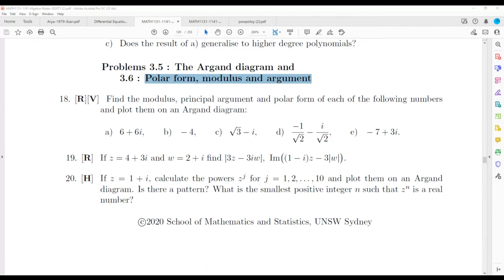Let's talk about number 20, I think. That's a good one to think about. You've got a complex number. Calculate the powers from 1 to 10. Plot them on an Argand diagram. Is there a pattern? What is the smallest positive integer such that the power is real? Okay, so let's have a look at that. And then after I've done this question, I want to hear from you. We can turn this into a bit more interactive, and I can hear from you.